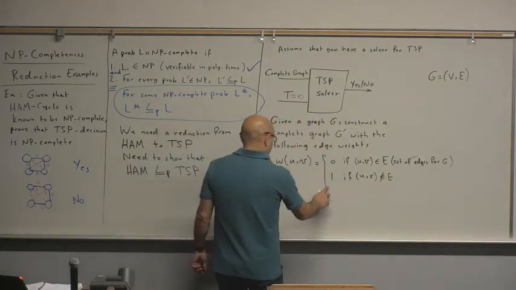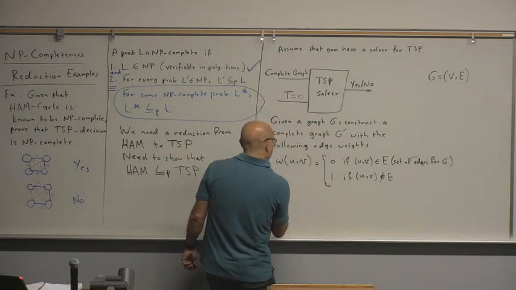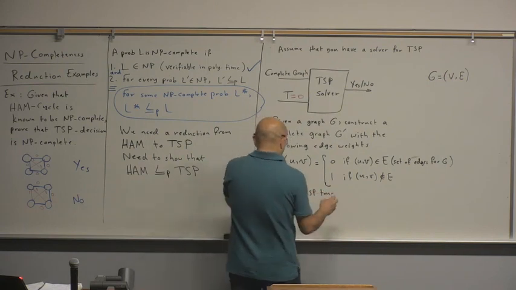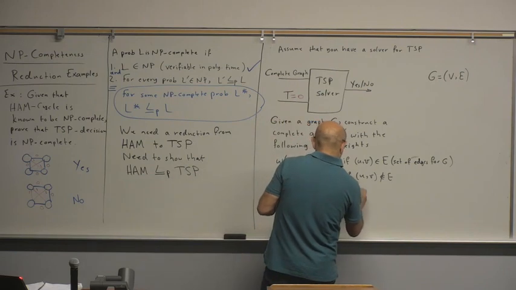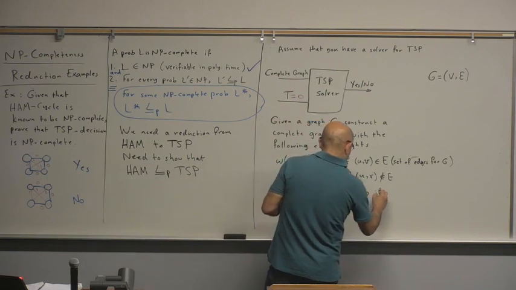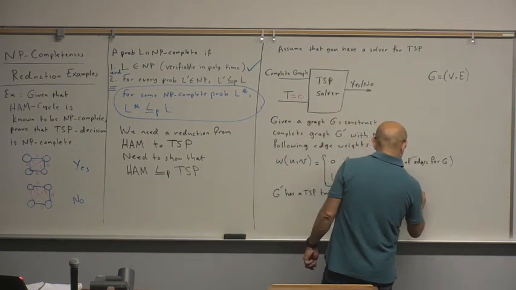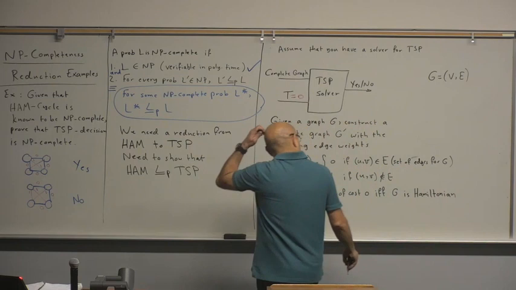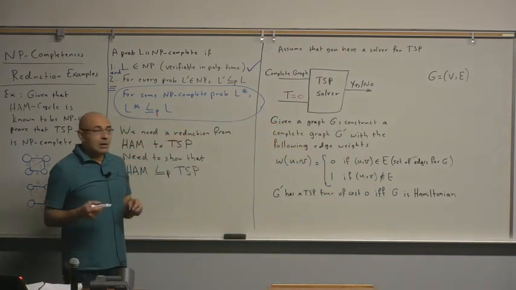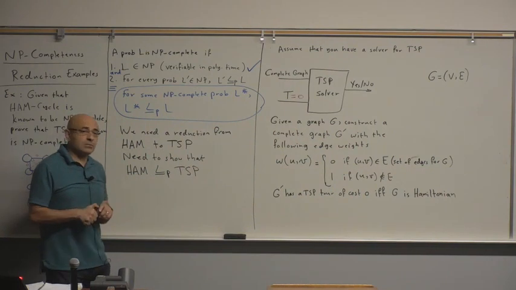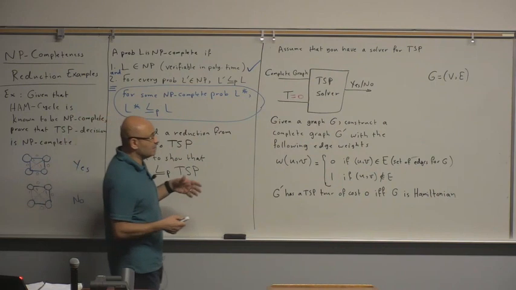Now, G prime has a TSP tour of cost 0 if and only if G is Hamiltonian. Okay, so this is how we describe this transformation. Now, by the way, this has to be a polynomial time reduction. So is this reduction polynomial in time?